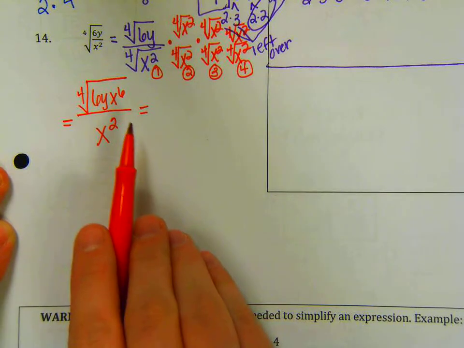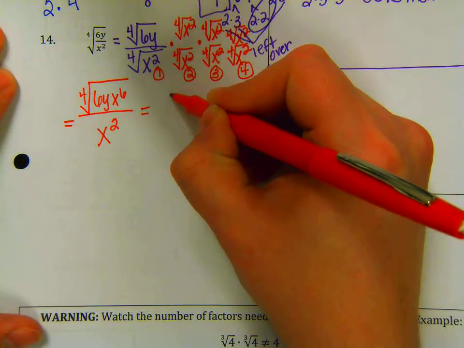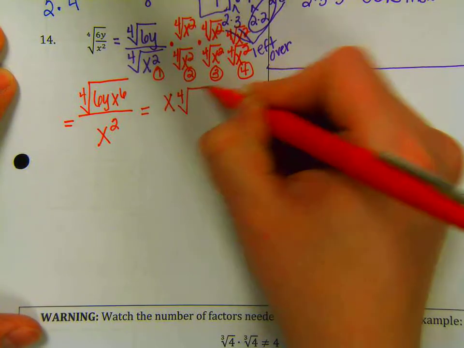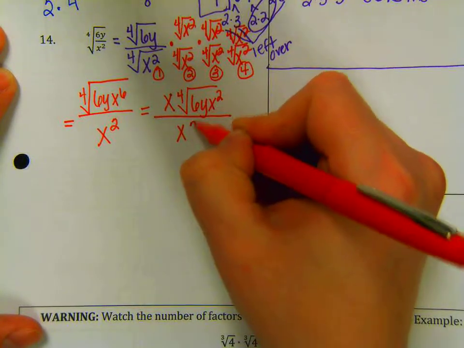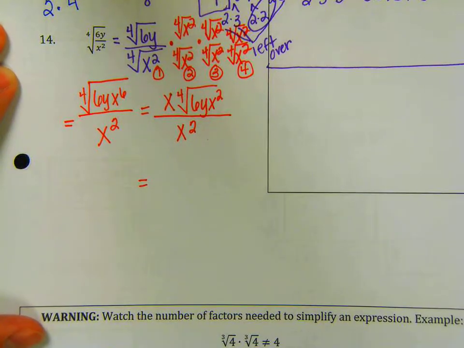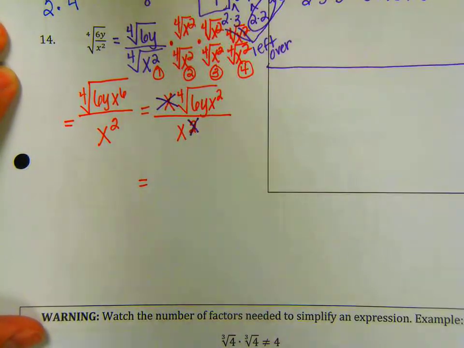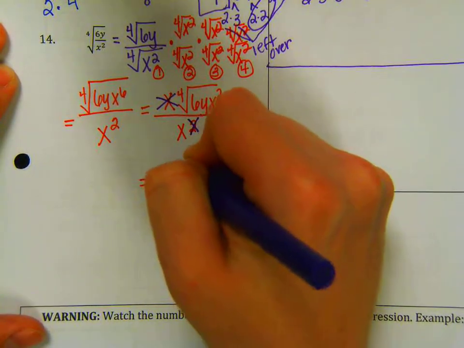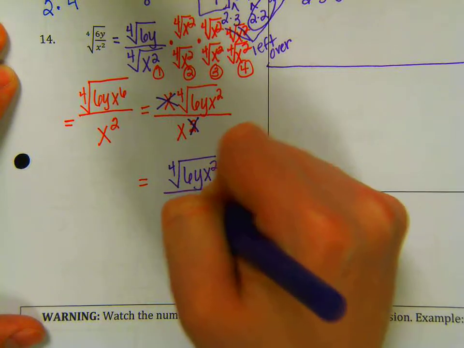Because how many times does 4 go into 6? 1. So I have an x on the outside, 4th root of 6y x squared over x squared. Use your exponent properties. I have 1 x on the top, 2 on the bottom, which means if I cancel them off, I'm going to have no x's in the numerator and 1 x in the denominator. So 4th root of 6y x squared over x is my final answer.